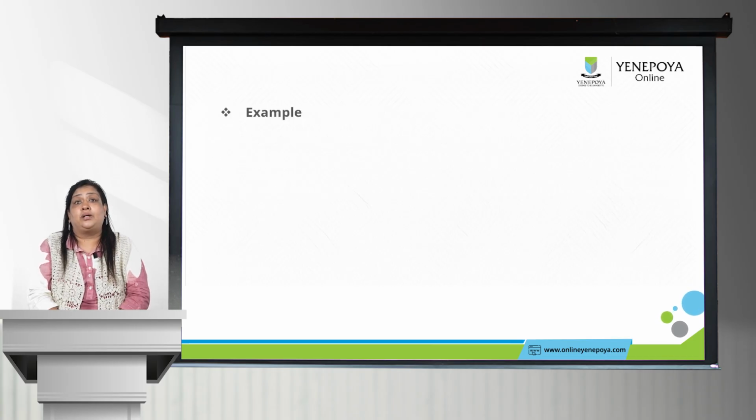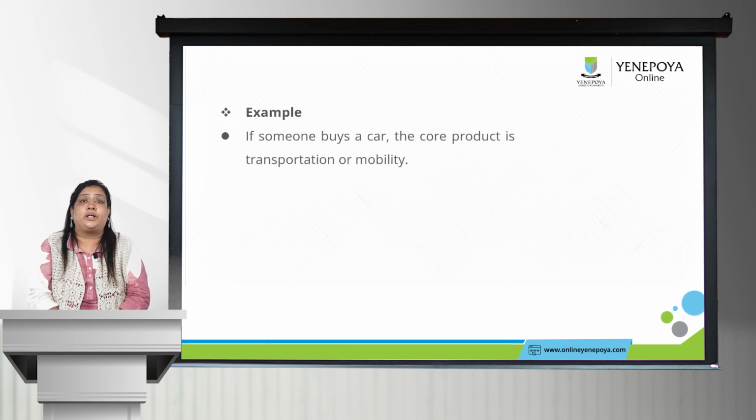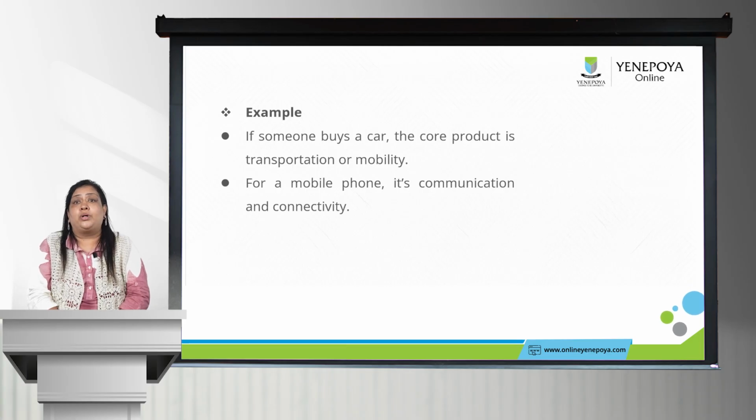The examples are, if someone buys a car, the core product is transportation or mobility. For a mobile phone, it's communication and connectivity. The core is invisible, it's a solution or experience the product offers.